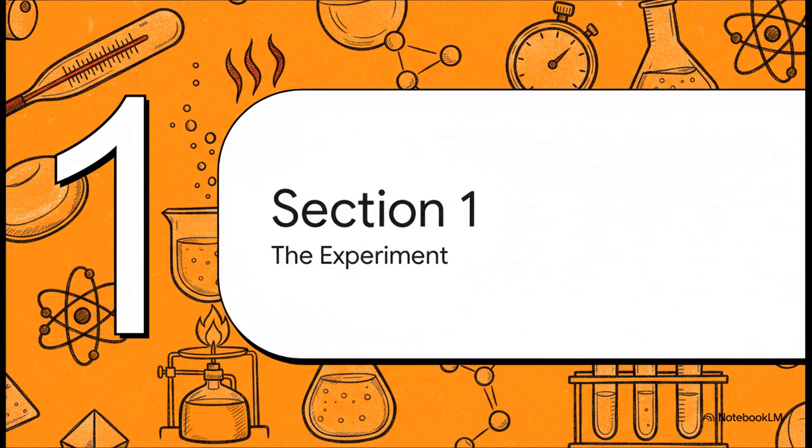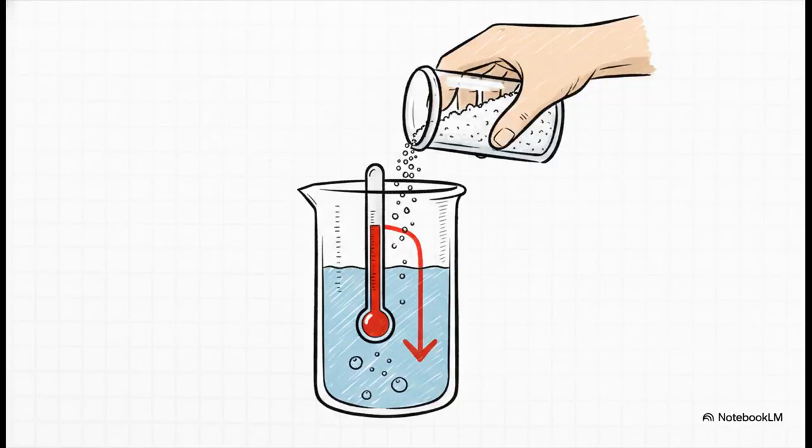So for this explainer, we are diving into question 2 from the AQA June 2023 Higher Tier Chemistry paper. This question is a fantastic example of how exams test more than just your memory. They test your practical skills, your data skills, and your ability to think like a scientist. Let's get into it. So, here's the setup.